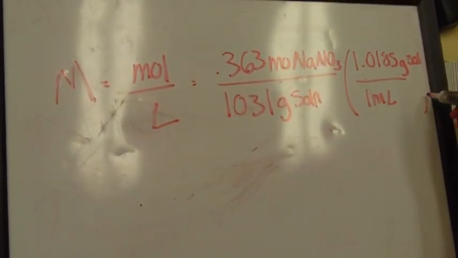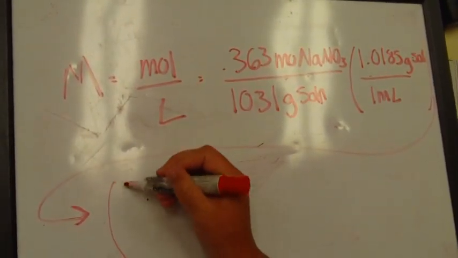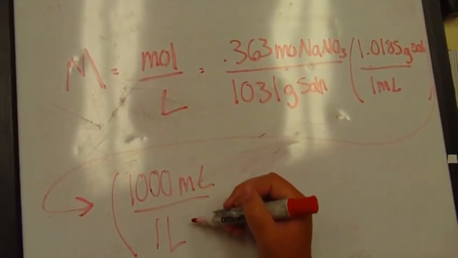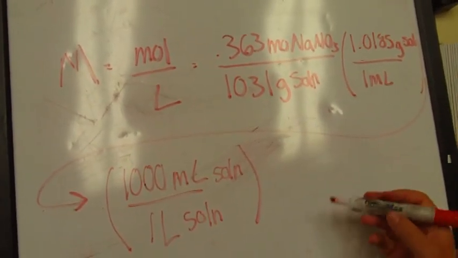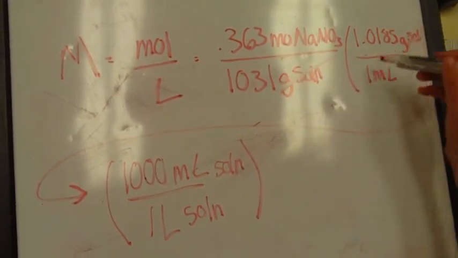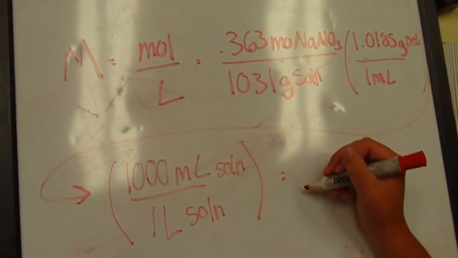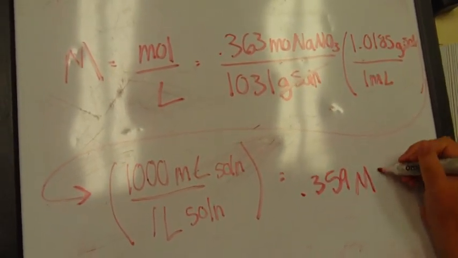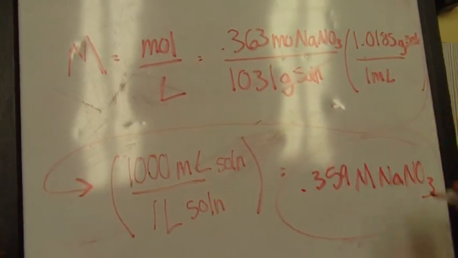All right, we're just going to carry this dimensional analysis down to the next line. And we know that in 1,000 milliliters, we have 1 liter of solution. All right, and so crossing out the units, we get 0.359 molarity of NaNO3, and that is the molar concentration.